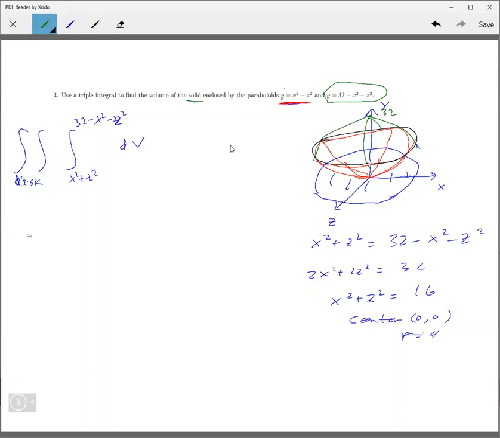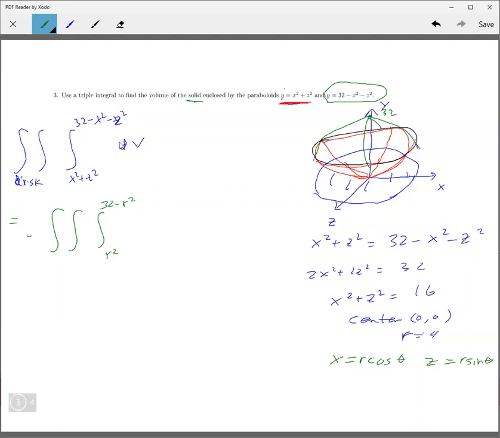Okay, so what I'm going to do is polar coordinates on x and z. You can do that. So x equals r cosine theta, and then z is r sine theta. Everything else works out. So now this becomes r squared, right? And this becomes 32 minus r squared.